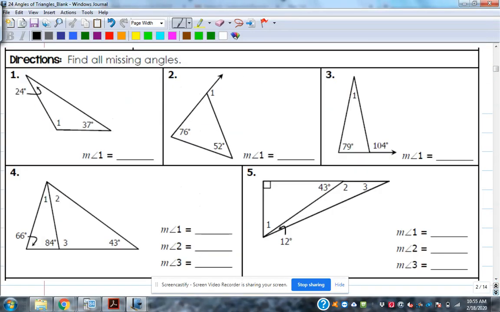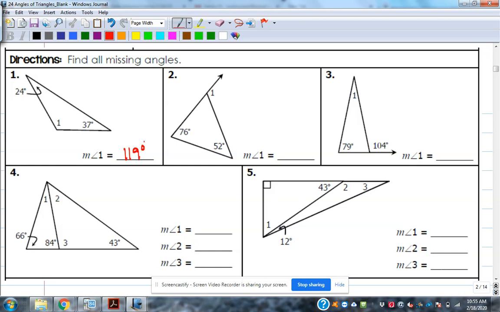All right, let's do a little bit of work. Find the missing angle. You've got an angle that's 24, an angle that's 37. You have to find that third one. So add those two up, subtract from 180. How much is it? 119. Good job. Change colors.